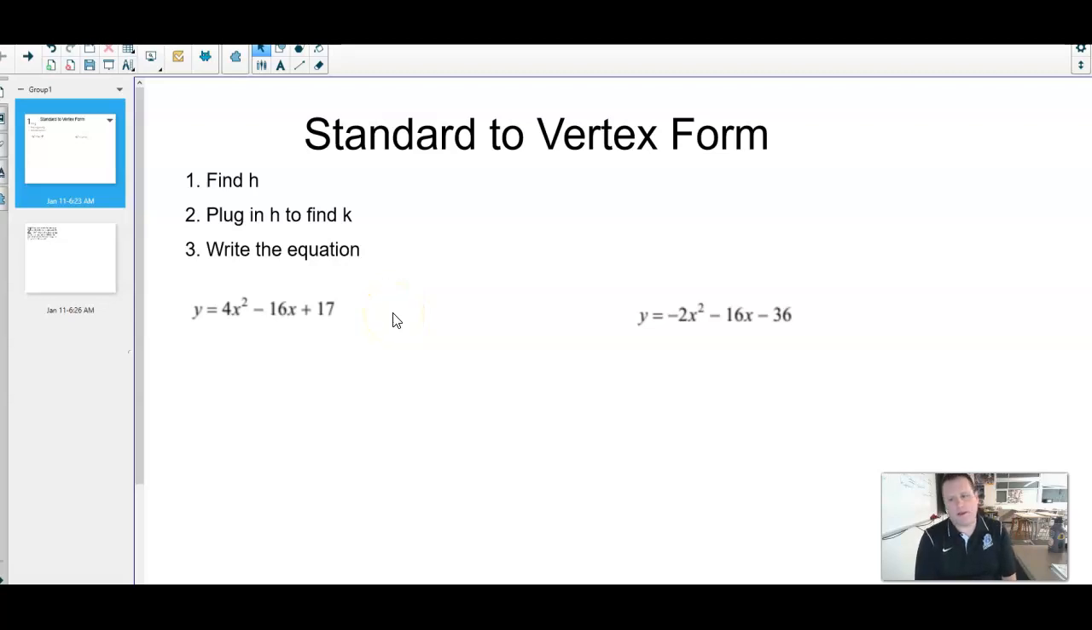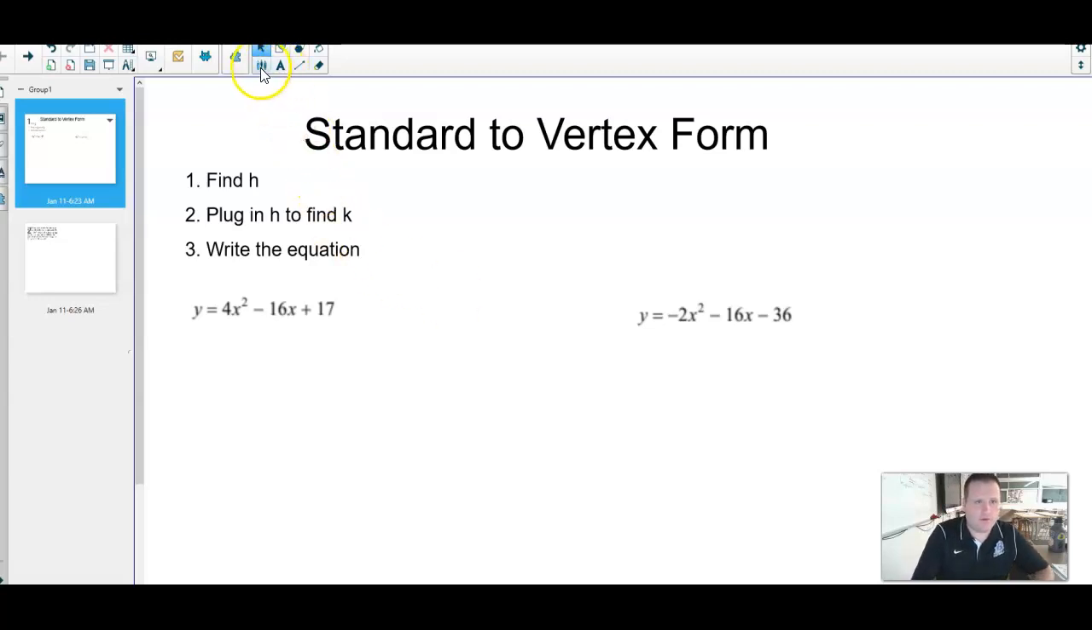All right, we're working on changing quadratic equations from standard form to vertex form for this video. So that's our objective, is just to change that from one form to the other.